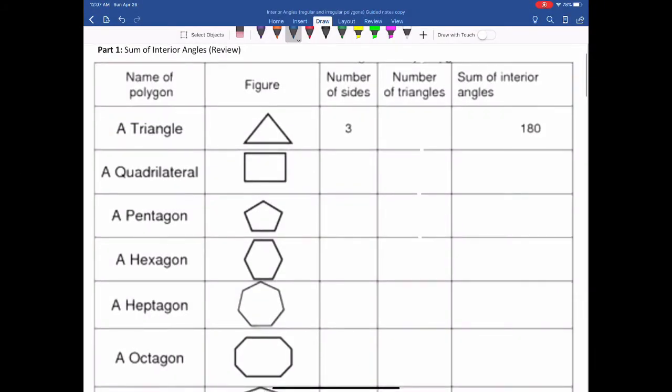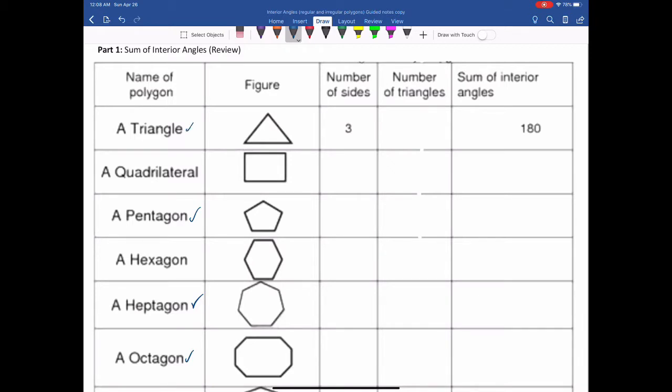Okay, so I want to start off with part one and go over the sum of interior angles. I would highly recommend that you have these written down. I know some of you don't print out your notes, you can write them out. But this is definitely something you're going to want to have handy or nearby when we're working on these problems, because you're going to want to know how many degrees are in a pentagon. You want to know how many are in a heptagon, or any type of polygon.